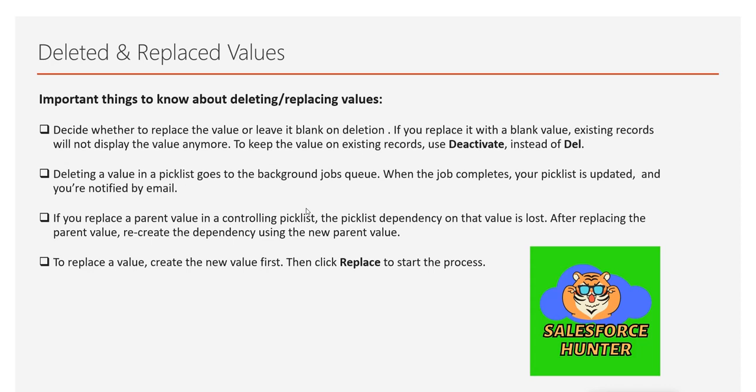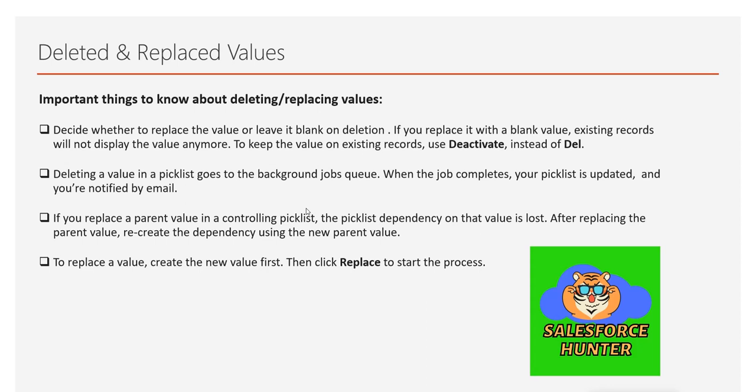If you replace a parent value in a controlling field, the picklist dependency on that value is deleted. We will discuss controlling fields in the coming videos, but basically, suppose there is a pick list that has four values and another pick list has certain values. One of the four values controls which values of the other pick list will be visible, depending on what you selected in the controlling one. Now if you delete one of the values, that dependency will also get deleted. When you create a new value after replacing or deleting it, you need to recreate that dependency again.